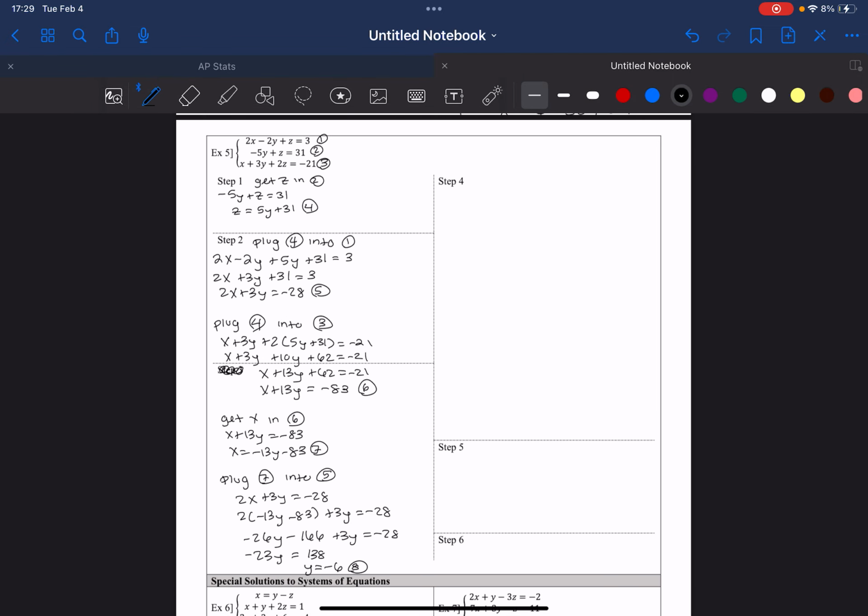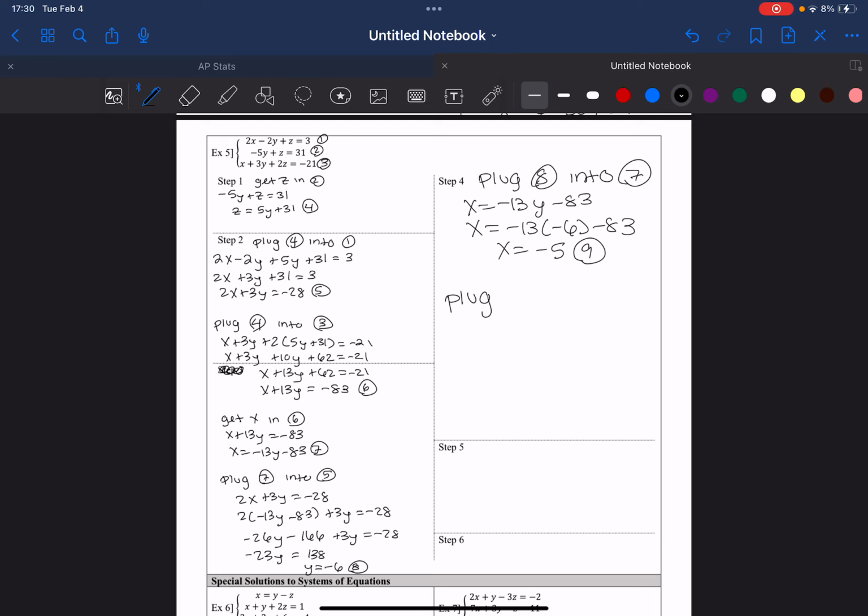Okay, then I'm going to plug 8 into 7 so I can find x. So 7 is x is equal to negative 13y minus 83, but we know y is negative 6, so x is equal to negative 13 times negative 6 minus 83. So that's negative 13 times negative 6 minus 83, which is negative 5. So x is equal to negative 5. That's equation 9.